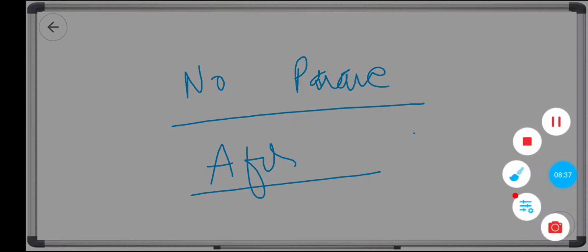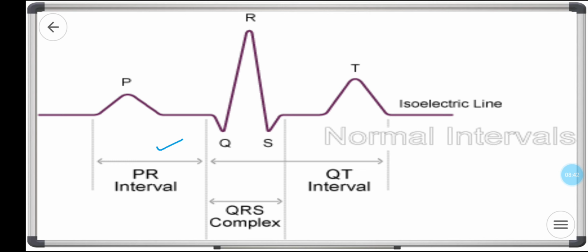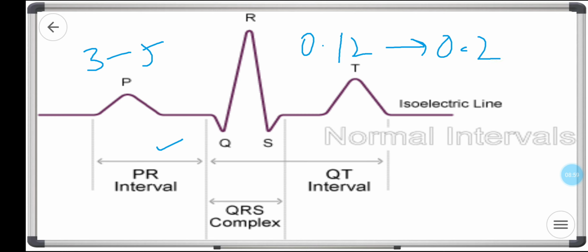Next, we're going to discuss the PR interval. You can see it over here; normally it is 3 to 5 small squares. What does this mean? Every small square is 0.04 seconds, so this means it is somewhere between 0.12 to 0.2 seconds. If it's less than 3 small squares, meaning less than 0.12 seconds, that's going to be a short PR interval. And if it's longer than 0.2, that's going to be a prolonged PR interval.